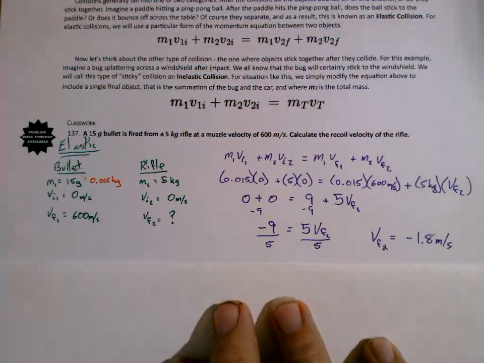Now, when we think about this logically, this is the recoil velocity of the rifle, so it is going to be moving in the opposite direction as the bullet. If the bullet was moving at a positive 600 meters per second, we know that the vector direction for the rifle is going to be in the opposite direction. That's why it's negative.